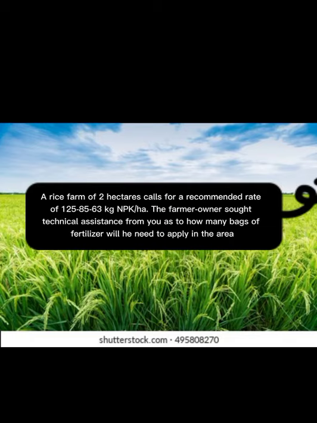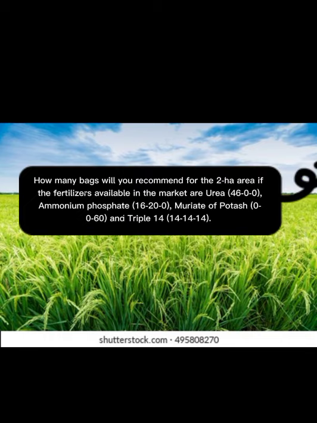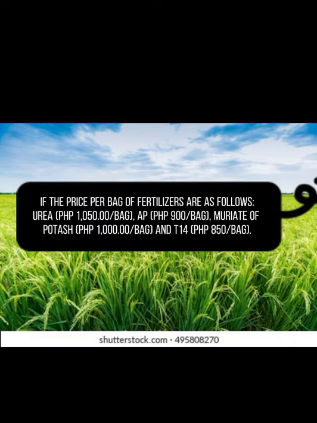The problem. A rice farm of 2 hectares calls for a recommended rate of 125, 85, 63 kg NPK per hectare. The farmer owners sought technical assistance from you as to how many bags of fertilizer will he need to apply in the area. How many bags will you recommend for the 2 hectares if the fertilizers available in the market are urea 46-0-0, ammonium phosphate 16-20-0, muriate of potash 0-0-60, and triple 14 (14-14-14)?